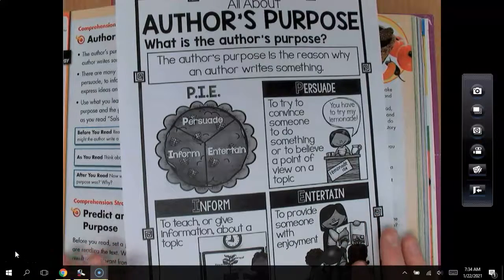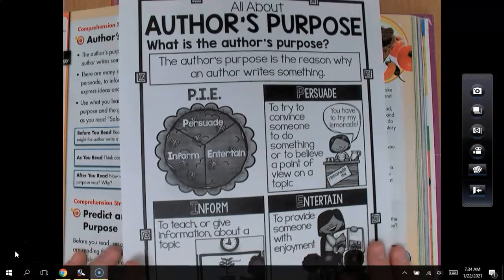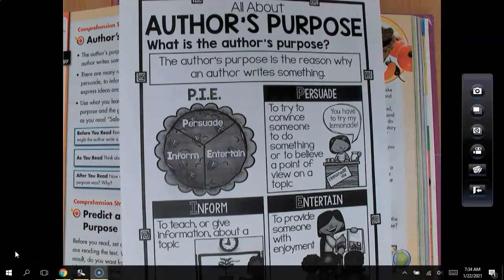Hi, boys and girls. This week we are starting a new story called Tops and Bottoms. And with this story, we have a skill that we need to focus on. Our skill this week is author's purpose. This is a skill we have already talked about in a previous story, so you guys are really good at this already. So we are going to be talking about the skill author's purpose.